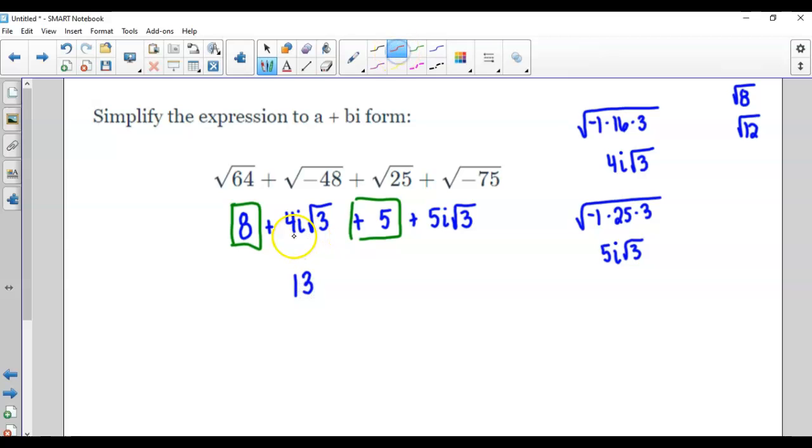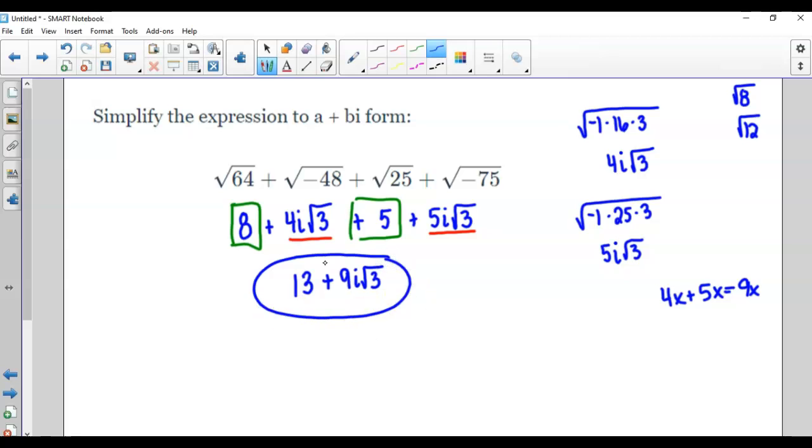And then we also have a 4I square root of 3 and a 5I square root of 3. And so since those both have an I and a square root of 3, we can combine those. And when we combine them like we would combine 4x plus 5x, it just gives us 9x. So the I and the square root of 3 does not change. When we're adding here, we're just going to have 9I square root of 3. And so we cannot combine the 13 and the 9 here because these are not like terms. This 9 has an I square root of 3 with it, so we're just going to have to leave our answer like this.